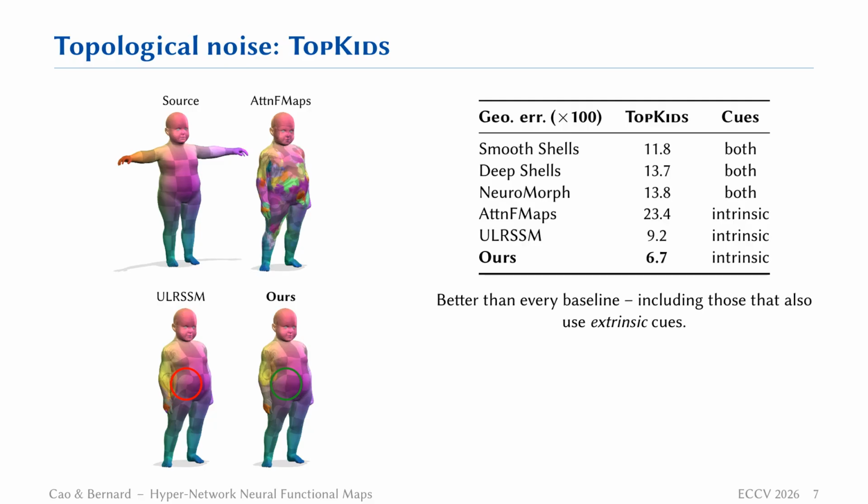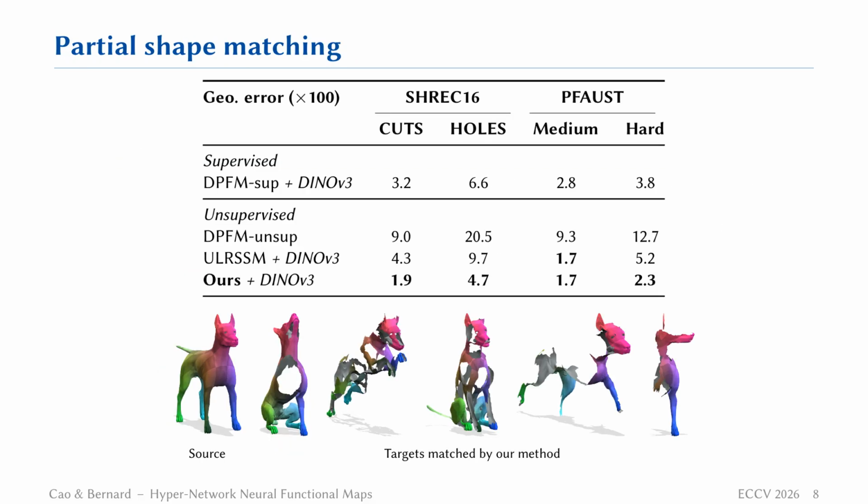On to results. TopKids is the standard benchmark for topological noise. Children in various poses where the arms fuse into the torso. We cut the mean geodesic error from 9.2 down to 6.7. That is the best result on this dataset, and notably better than methods such as smooth shells or deep shells, which additionally rely on extrinsic spatial information. We stay purely intrinsic.